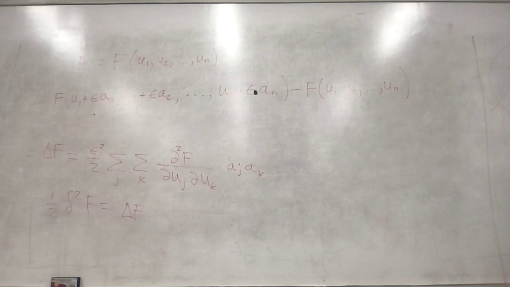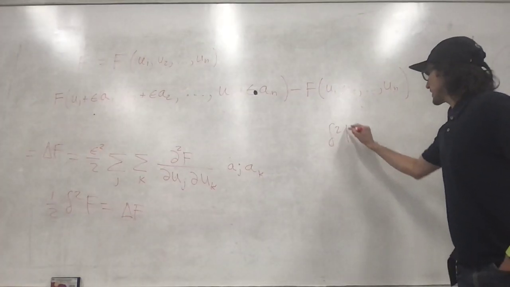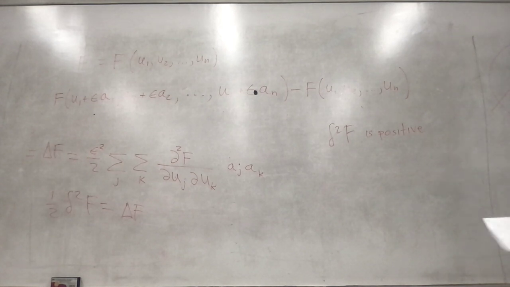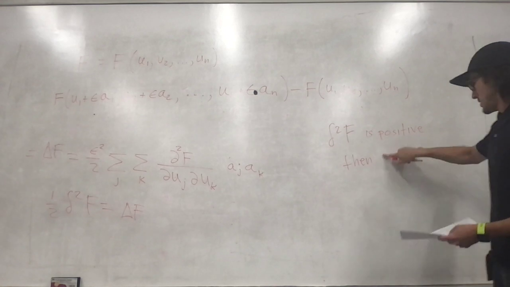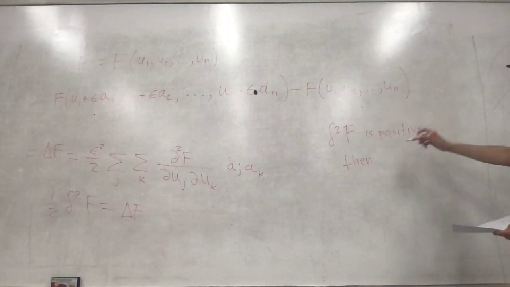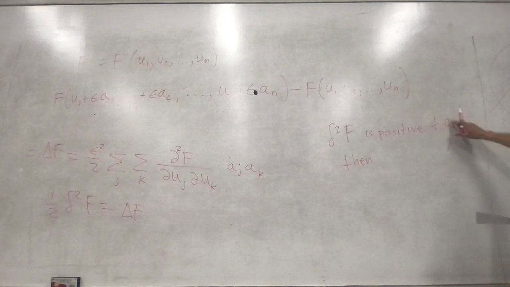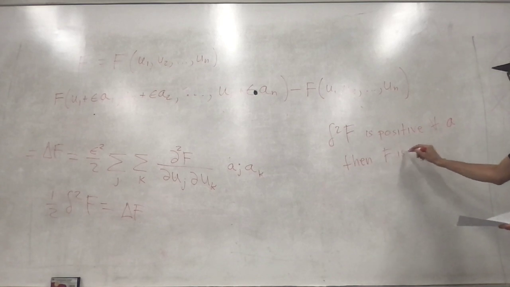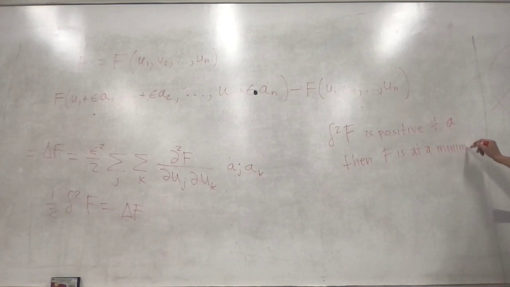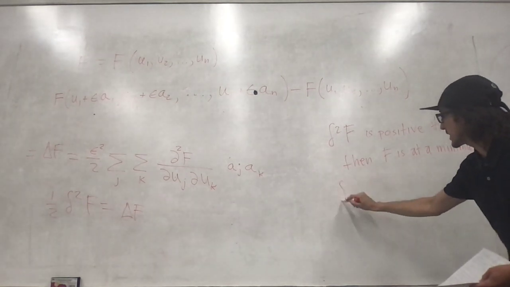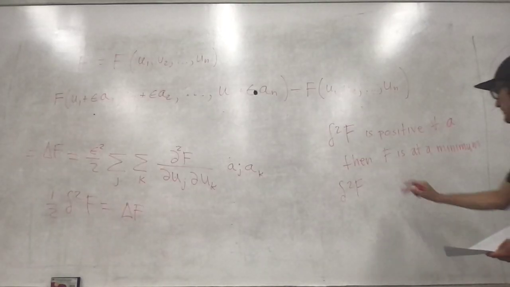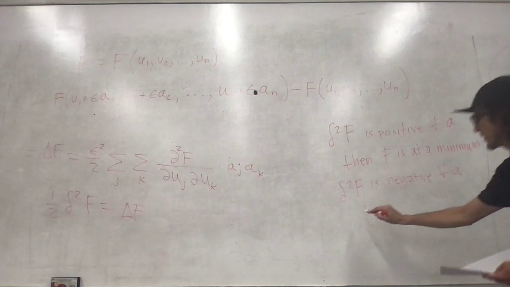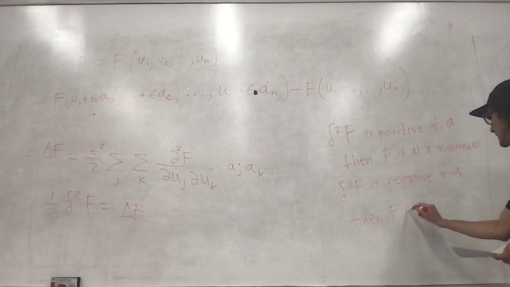So if the second variation is positive for all values, for all a's, then f is at a minimum. So just like in the case of regular traditional calculus. And if it is negative for all values, then f is at a maximum.